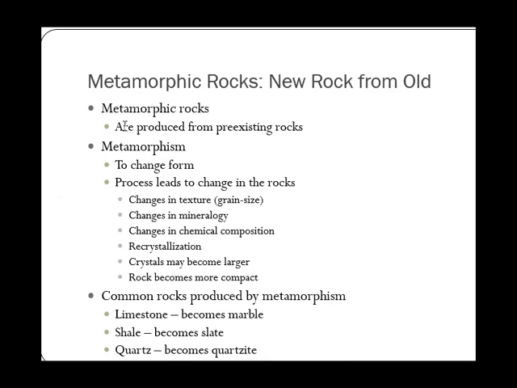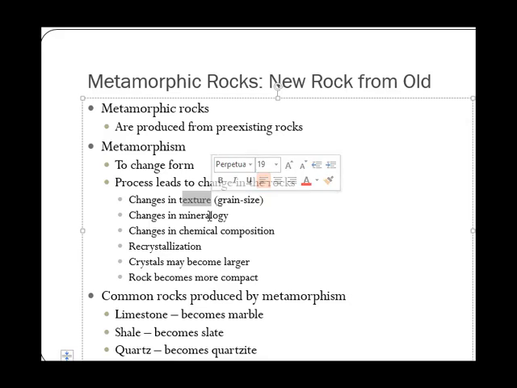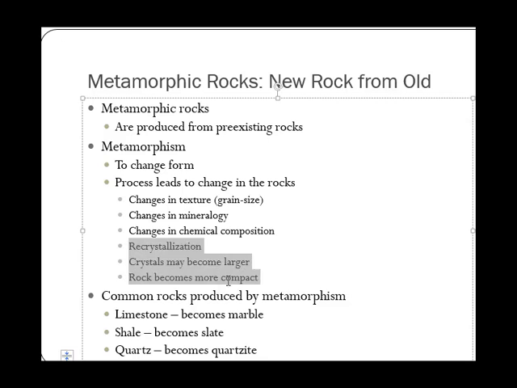Metamorphic rocks are produced from pre-existing rocks, and they form either by heat or pressure usually, or by some sort of a chemical change. They change from one type to another, and this leads either into changes in texture, which means how it's made up, and mineralogy, what the minerals become. If they get heated up, they could actually change. The atomic structure could change in chemical composition. It could recrystallize, become larger.